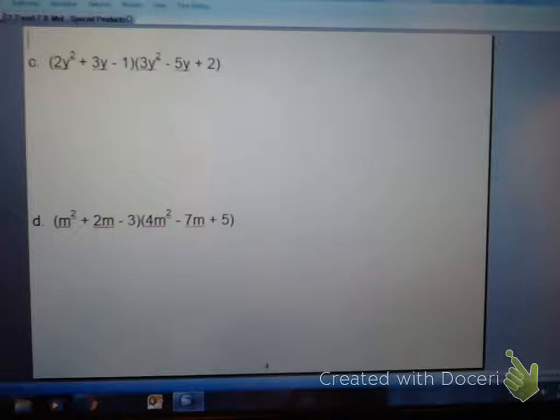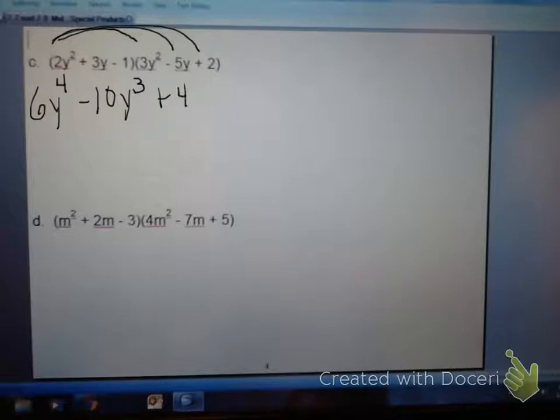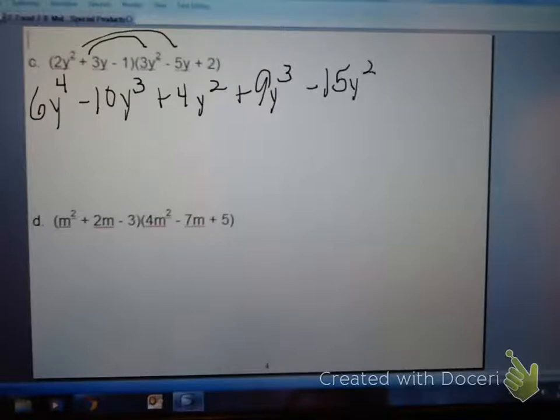Now in example C, we have a trinomial times a trinomial, so we're going to have to do the distributive property 3 times. We first multiply 2y squared times 3y squared and get 6y to the 4th. Then we get negative 10y to the 3rd plus 4y to the 2nd. Now we're going to do the distributive property again, multiplying 3y times everything. And again, make sure you're very careful. Y times y squared is y to the 3rd. So that's 9y to the 3rd minus 15y squared plus 6y.